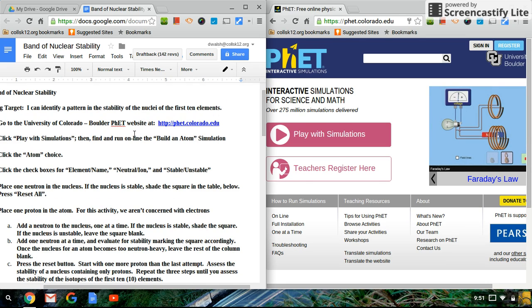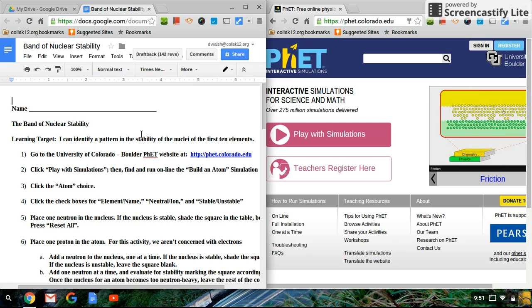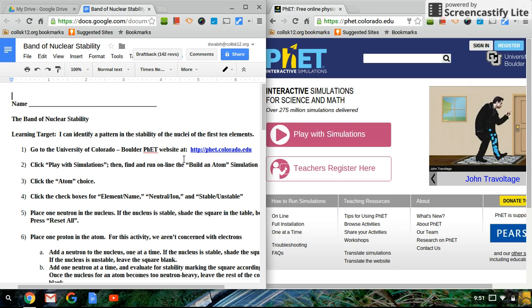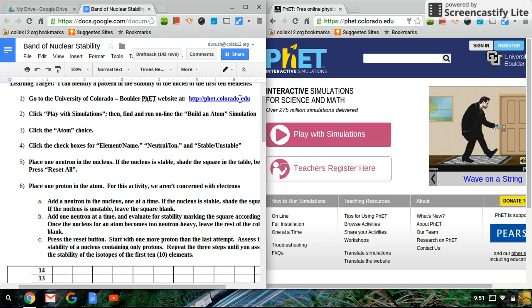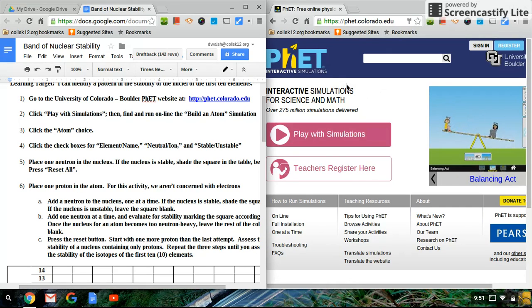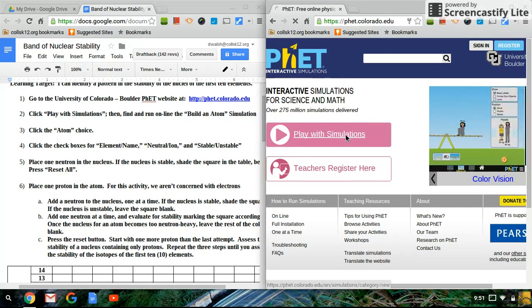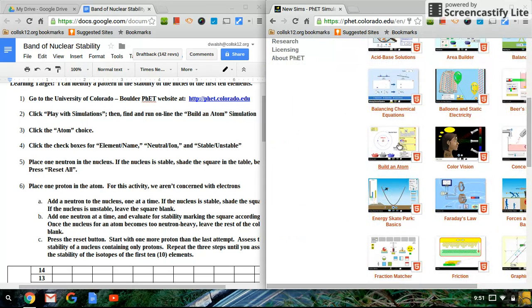You can find the extra credit assignment, or you have found the extra credit assignment, right here in the Google Classroom. And so I'm just going to go through the directions here a little bit so that you know what the heck you're doing. So you're going to go to phet.colorado.edu. Okay, that website has a lot of neat stuff on it. But what we're going to do this time is we're going to play with the simulations. Now you're going to scroll down and you're going to find the build an atom simulation.